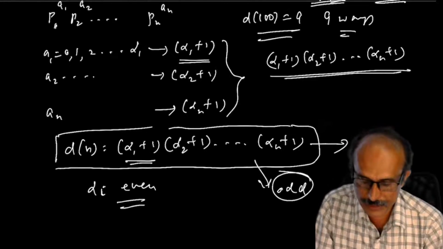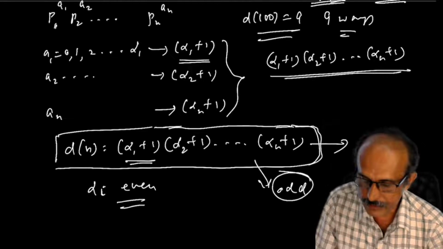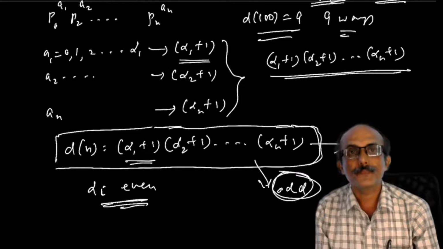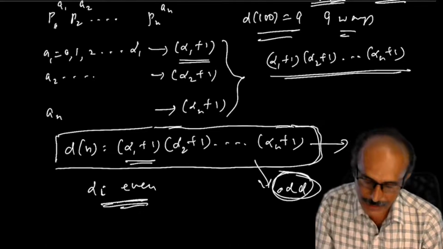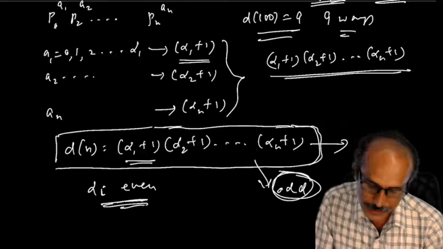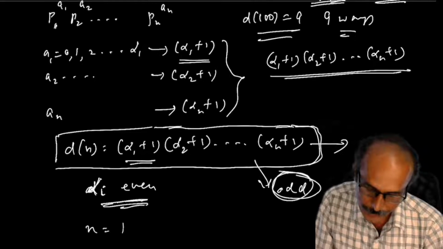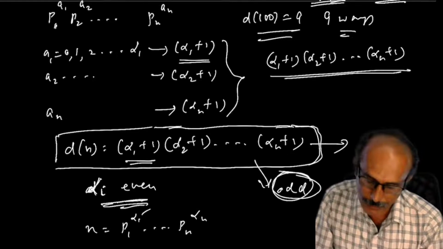Because see, we are requiring that the number of factors is odd. This is odd. Therefore, each d_i must be even. That means each alpha_i, I'm sorry, it's alpha_i. So that means in n equal to p1 power alpha 1, etc., pn power alpha n, all these powers are even.